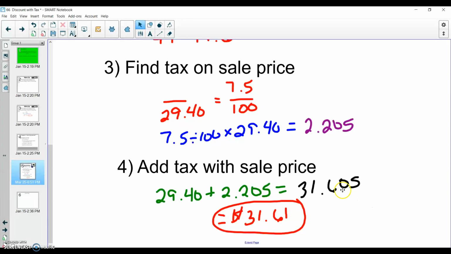So we round to the nearest hundredths place. So I found my number, which is 0, which is in the hundredths place. I look next door, it's 5, meaning that has to change to a 1. So that's why it becomes $31.61.